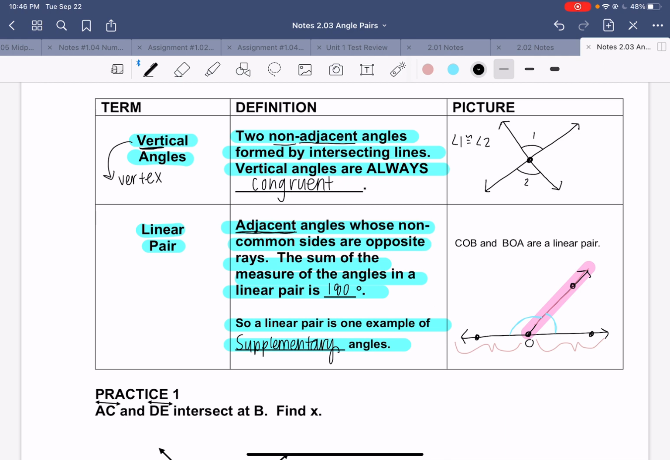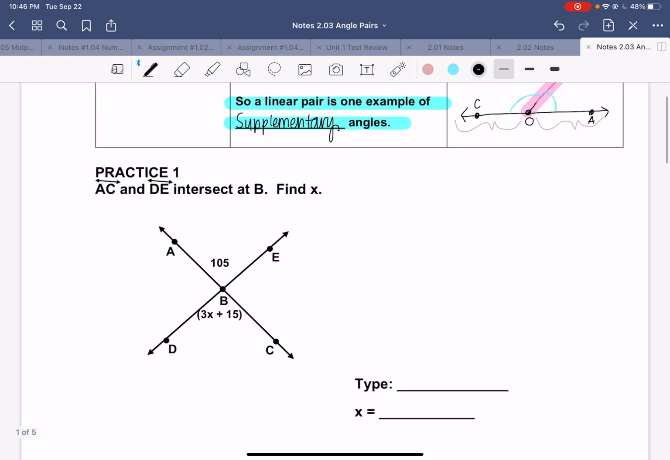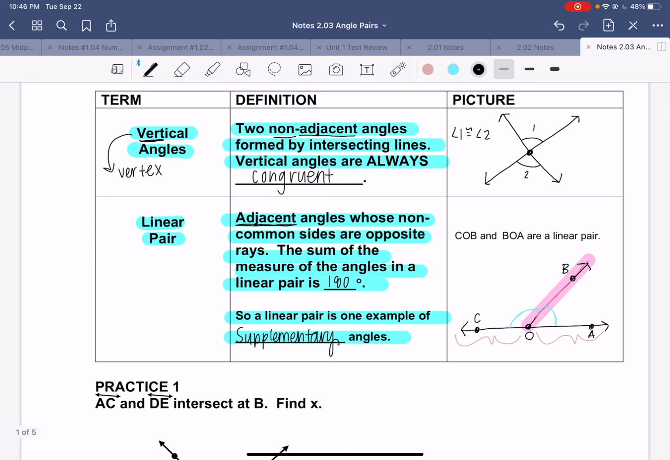So it labeled these points: C, O, B, and BOA. All right, so now we just have to determine: if they're vertical angles, then they're congruent. If they're linear, they add up and equal 180.